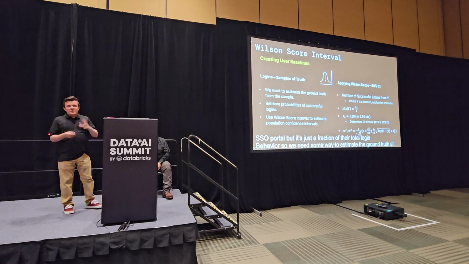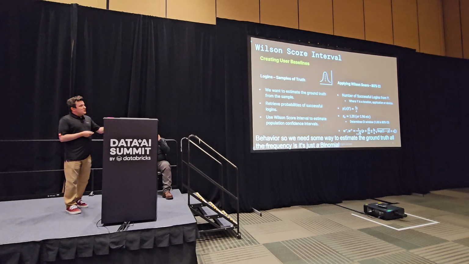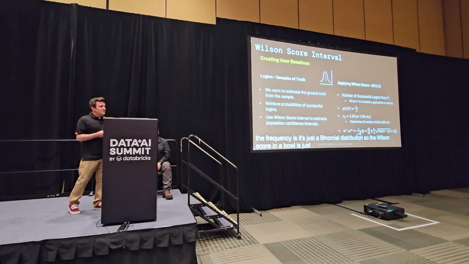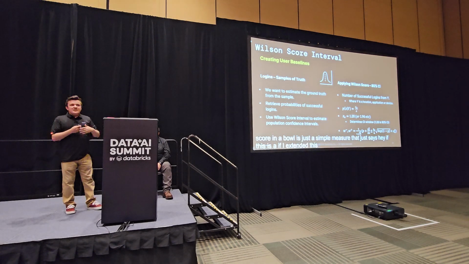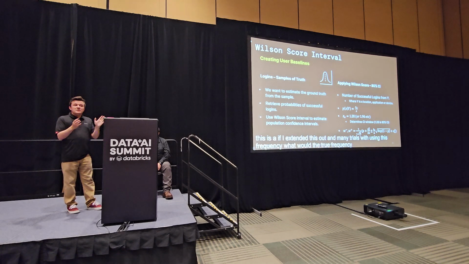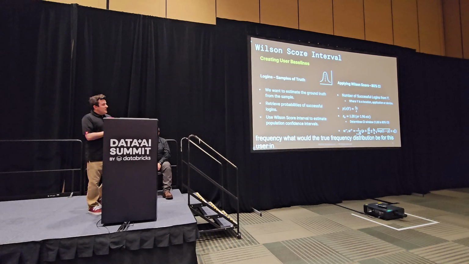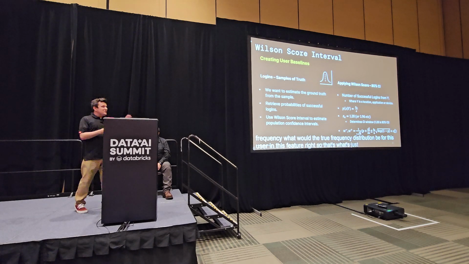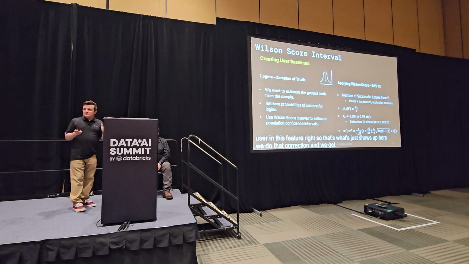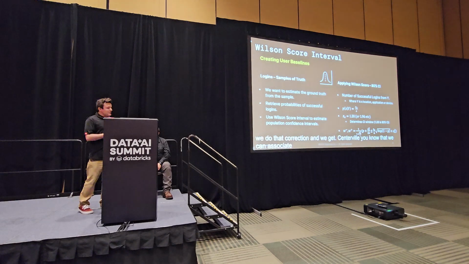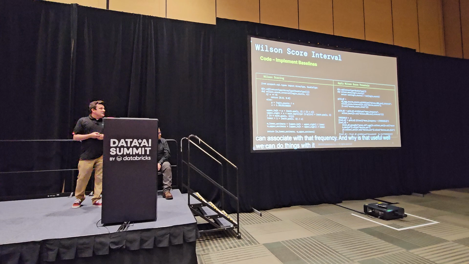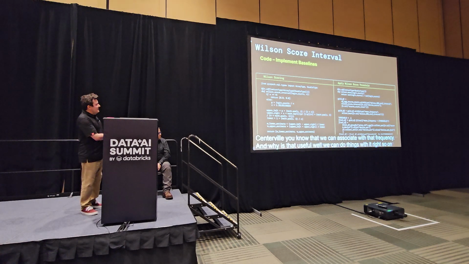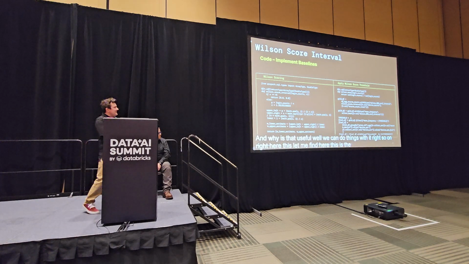A frequency is just a binomial distribution. The Wilson score interval is a simple measure that says, if I extended this out n many trials using this frequency, what would the true frequency distribution be for this user and this feature, right? That's what shows up here. We do that correction, and we get a confidence interval that we can associate with that frequency. And why is that useful? Well, we can do things with it, right? Right here is the Wilson score interval.